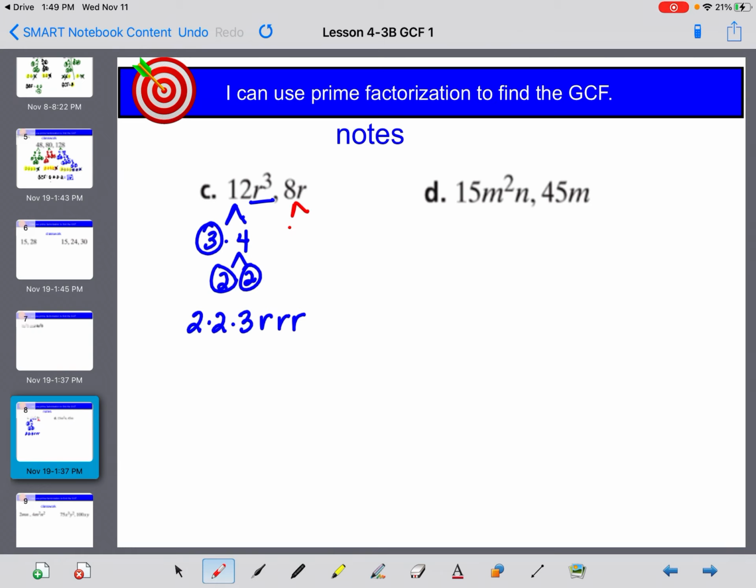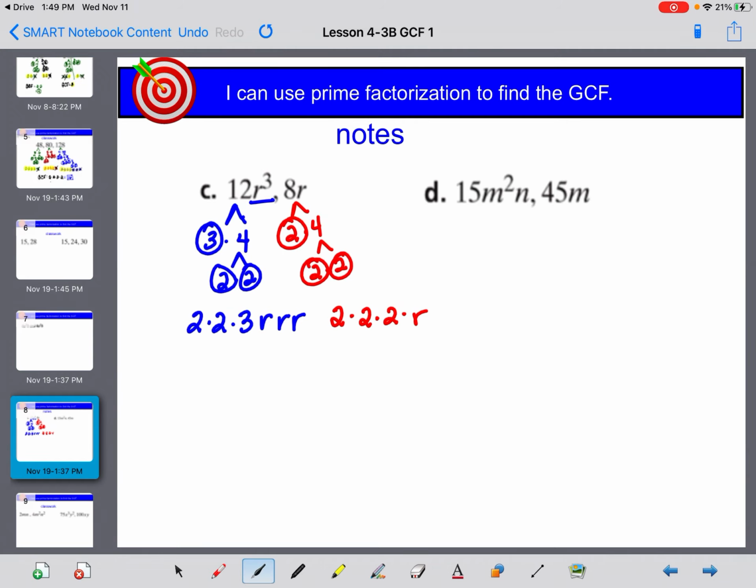Now let's go to 8. 8 is the same as 2 times 4. 2 is prime. 4 is the same as 2 times 2. And then I only have one R. So 2 times 2 times 2 times R.